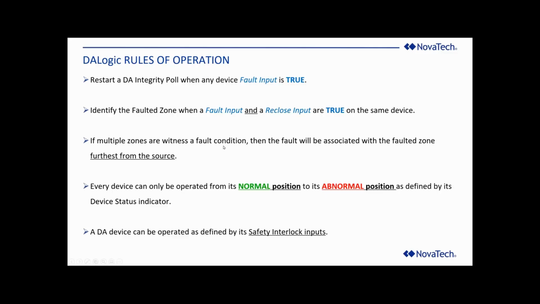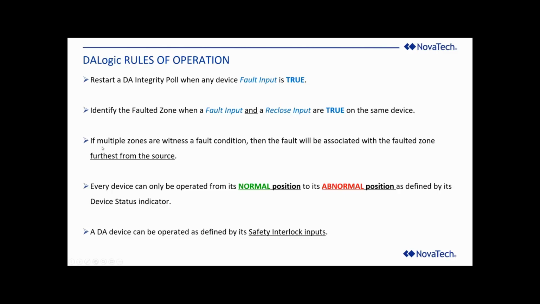If multiple zones see a fault condition because fault current has gone through a breaker and a downstream recloser, maybe a switch, the one that is identified as being furthest away from the source is going to identify what zone the fault has occurred in, and that is the zone that will be used to isolate the fault and execute the sequential switching that will restore the power.